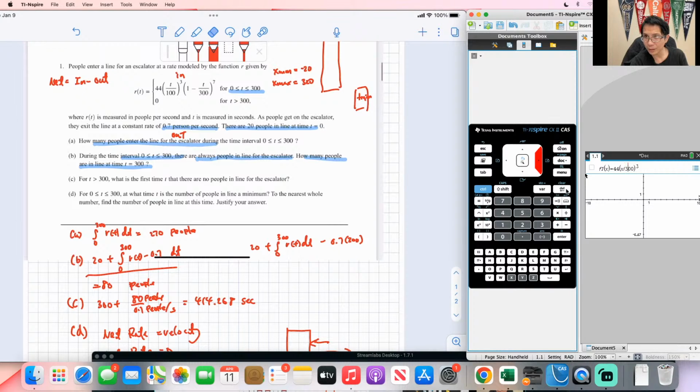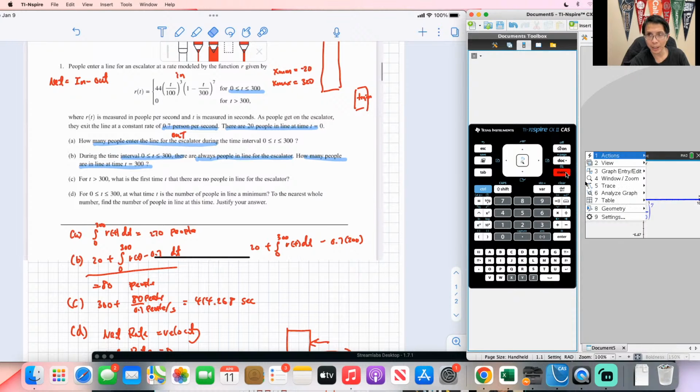So I'm gonna do D, and that's gonna be 1. And I'm gonna go all the way here, times by what? 1 over X over 300 to the 7th power. Okay, so I'm gonna press enter here, and I'm gonna graph. See that straight line? That's a problem.